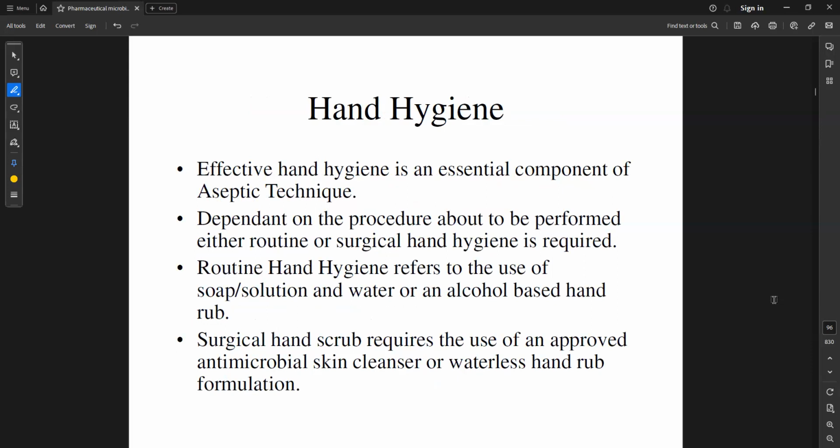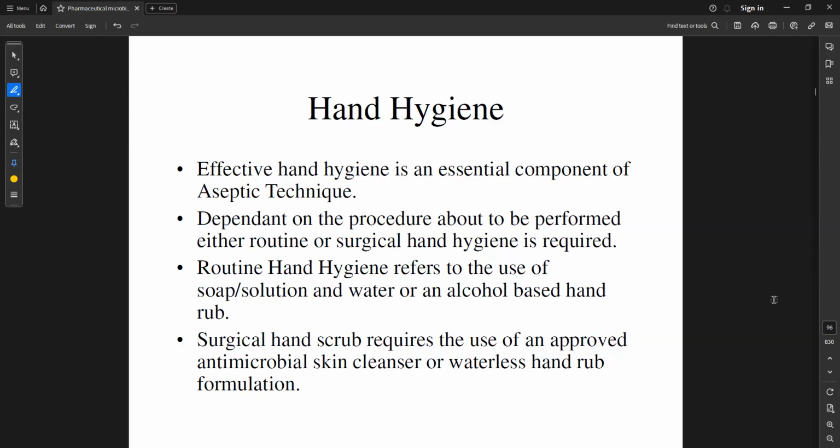Okay, so hand hygiene. Effective hand hygiene is an essential component of aseptic technique, and it's dependent on the procedure about to be performed. Either routine or surgical hand hygiene is required. Routine is where you just basically wash your hands in the different steps that we were taught and examined for, to be able to complete our pharmacy course. And then there's surgical hand hygiene, a more advanced hand washing procedure that involves washing your entire hand, removing things like bracelets and watches, and washing all the way up to your elbow.